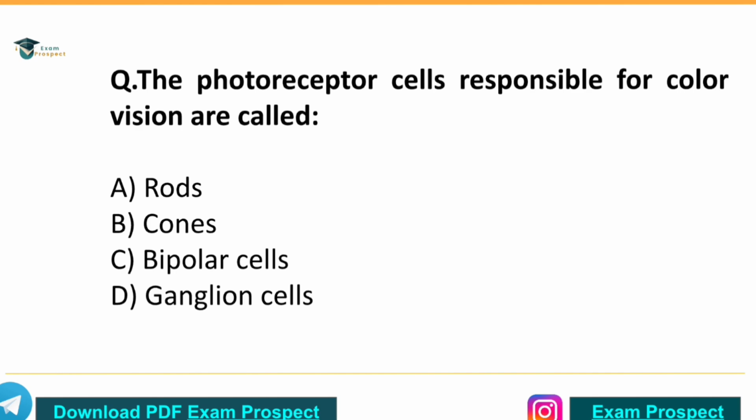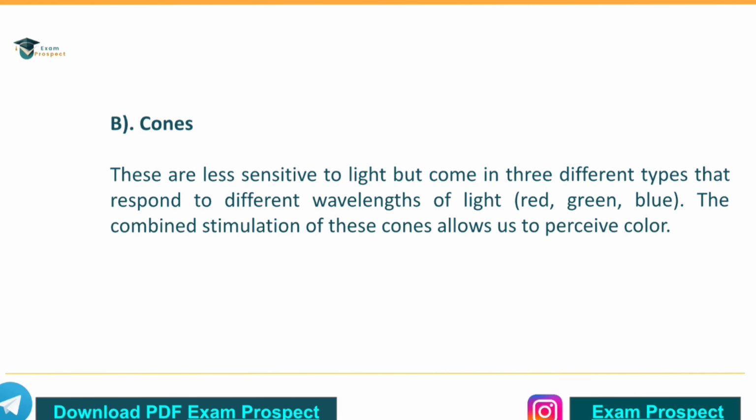Next question, the photoreceptor cells responsible for color vision are called? Correct answer is option B, cones. These are less sensitive to light but come in three different types that respond to different wavelengths of light, like red, green, blue. The combined stimulation of these cones allows us to perceive color.